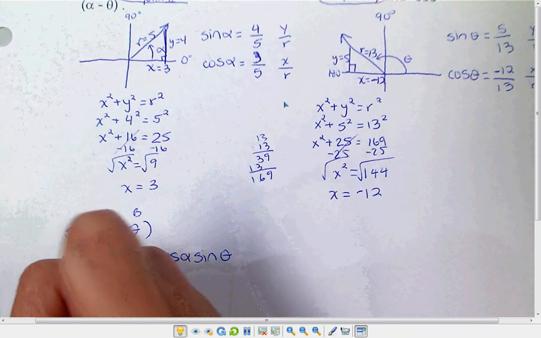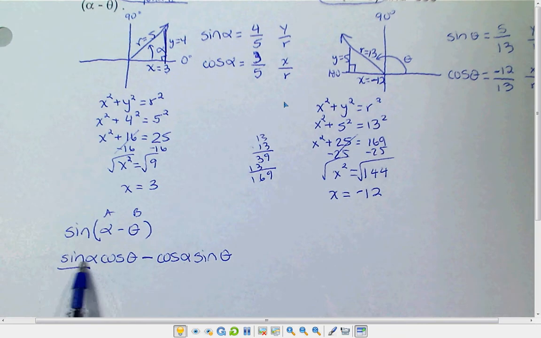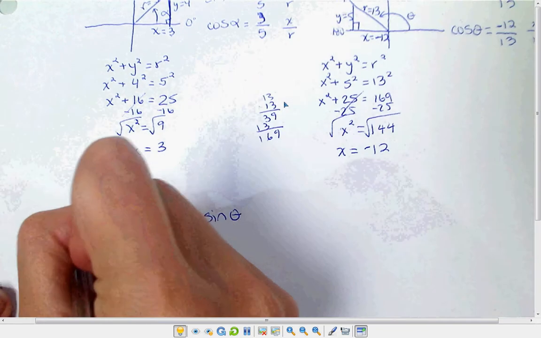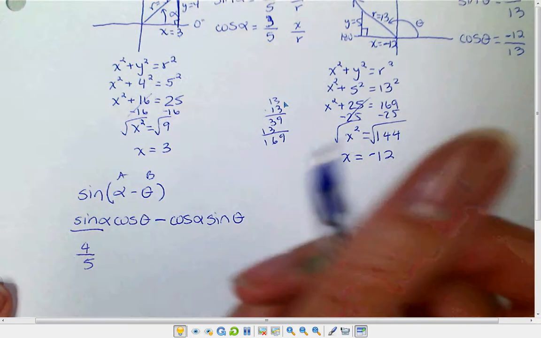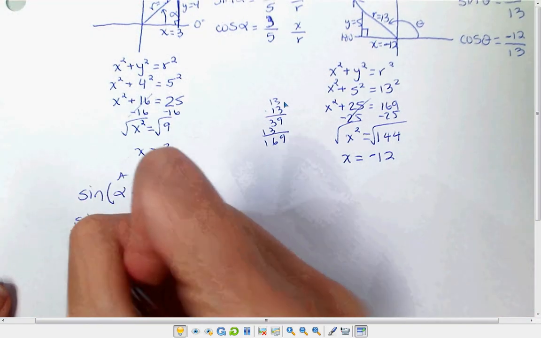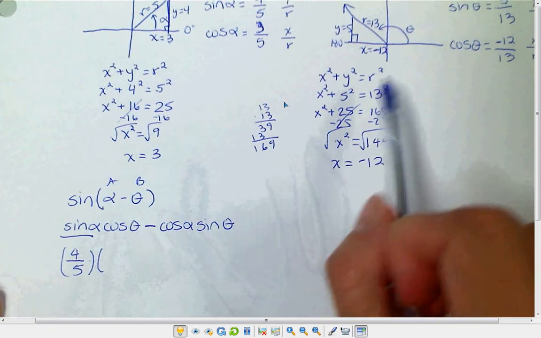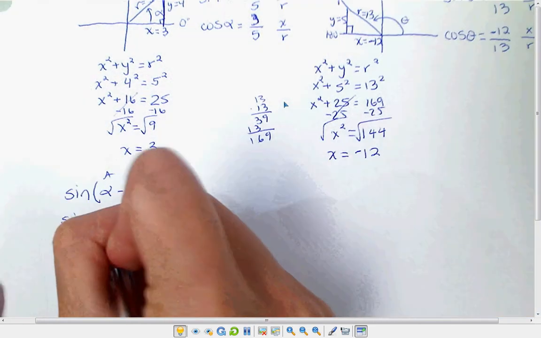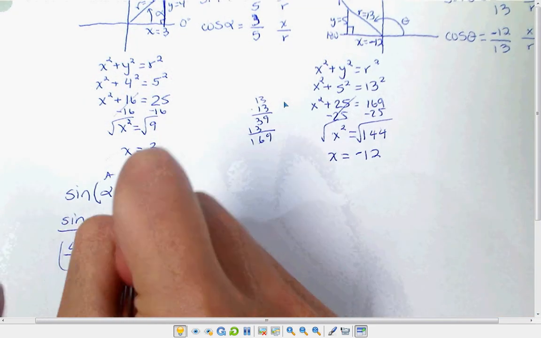So let's start off with sine of alpha. Sine of alpha is right up here. We know that sine of alpha is 4 over 5, so we're going to replace this with 4 over 5. This is being multiplied by cosine of theta, so now we're going to go over to the second one. Cosine of theta is negative 12 over 13. I'm going to replace that.